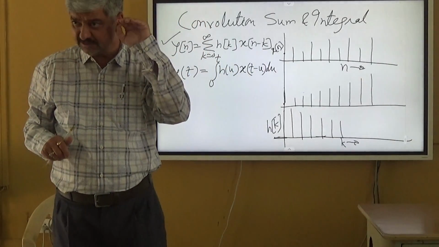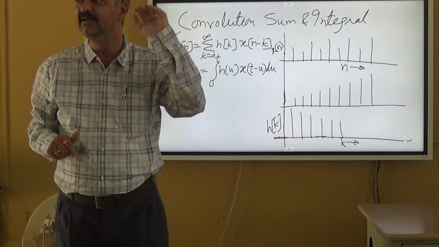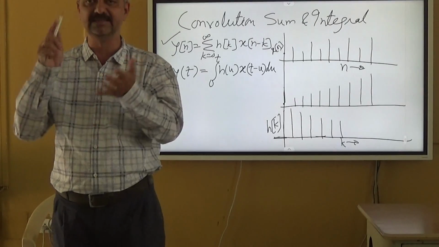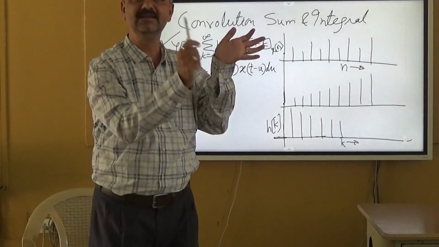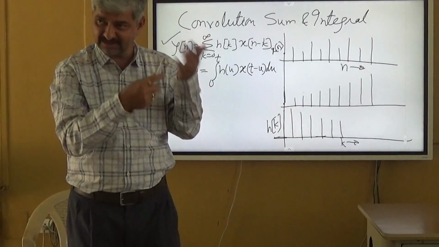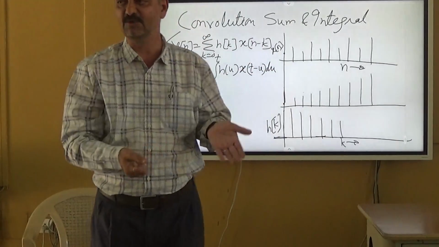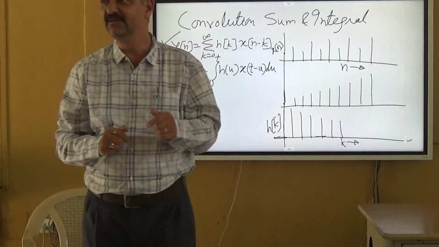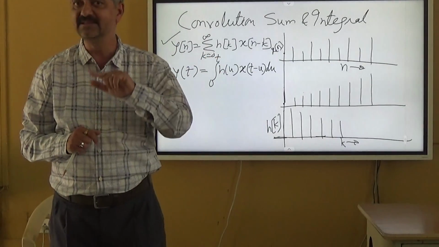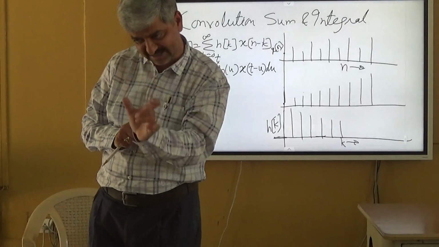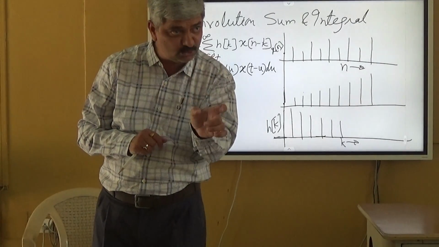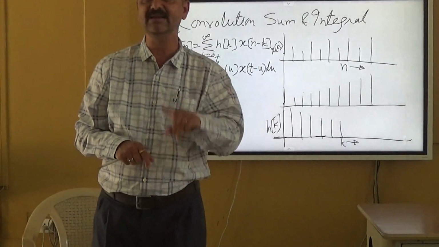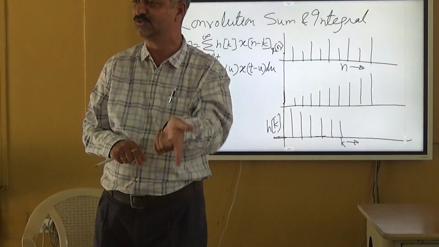The differential equation consists of dy/dt, y and x. So y(t), x(t), and dy(t)/dt. When you sample, y(t) becomes y(n) only at given intervals, x(t) becomes x(n) only at given intervals, and dy(t)/dt becomes (y(n) minus y(n-1)) upon the sampling interval. So a new term y(n-1) is introduced, and we get a linear equation. The differential equation gets converted into a linear equation by introducing one additional term, y(n-1).